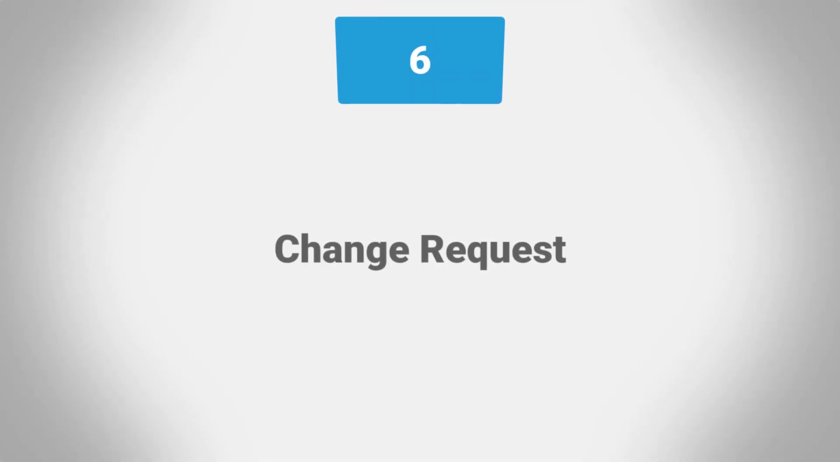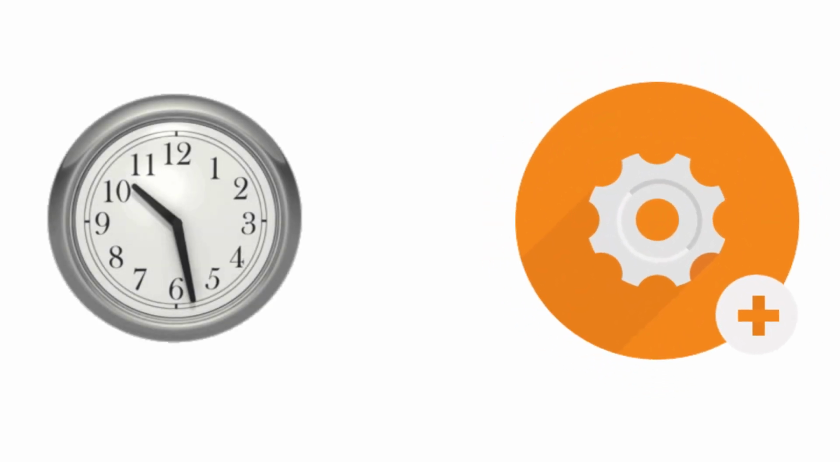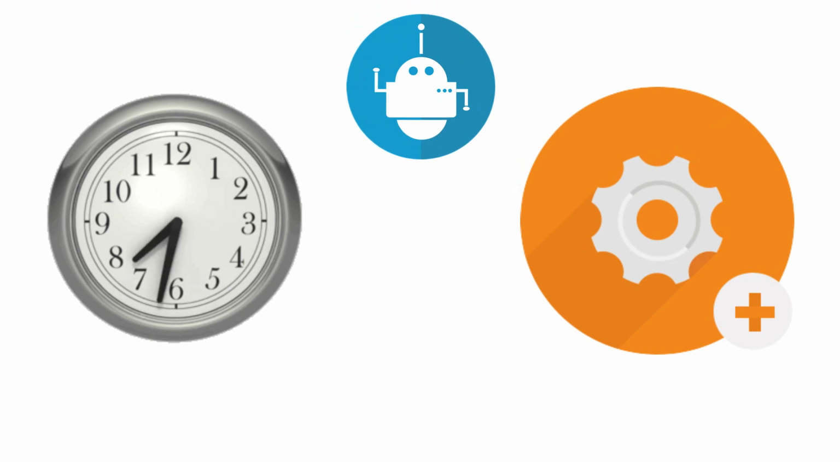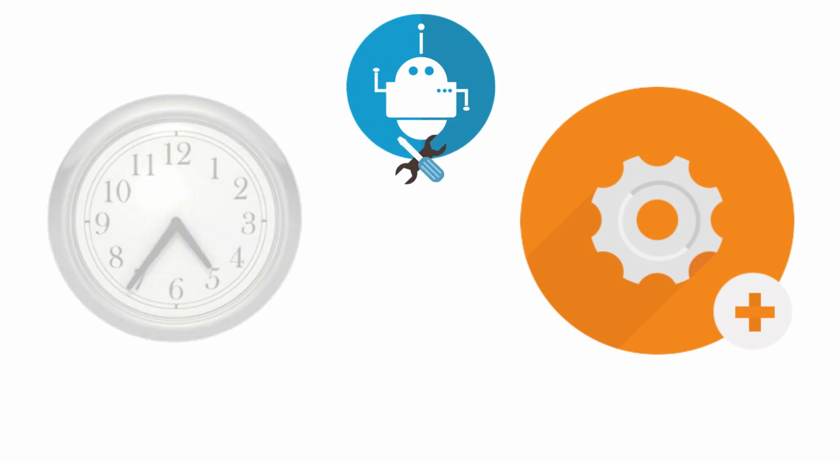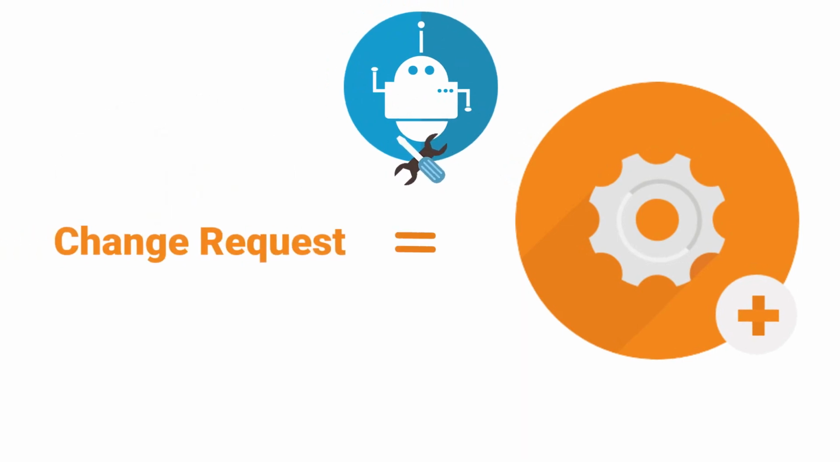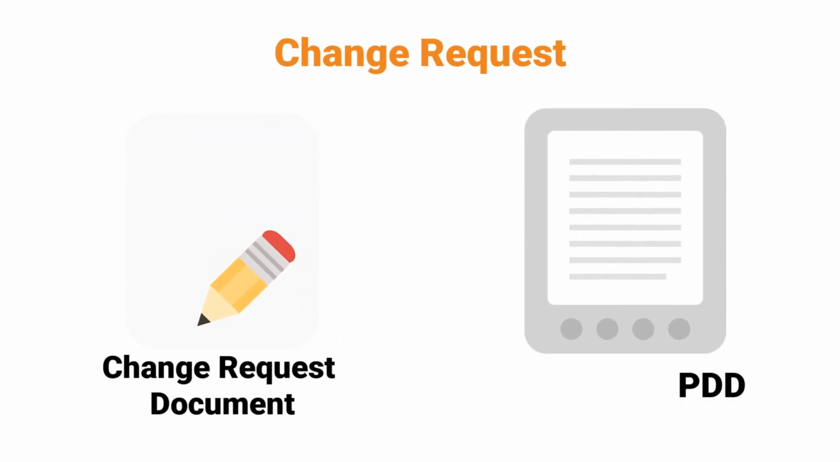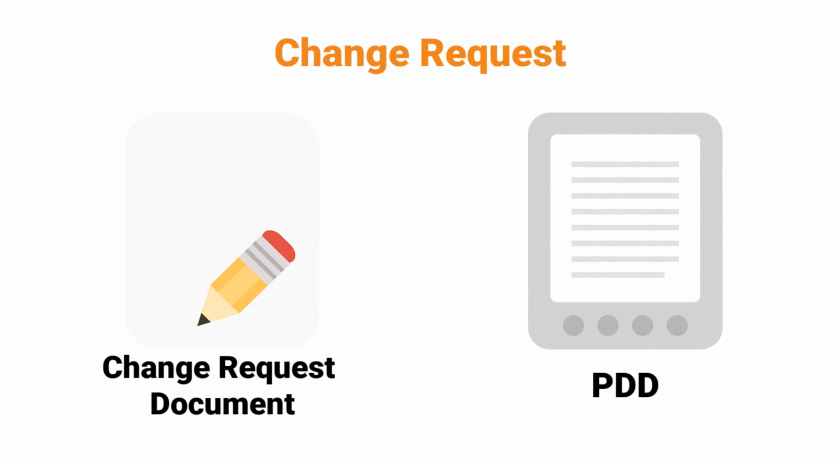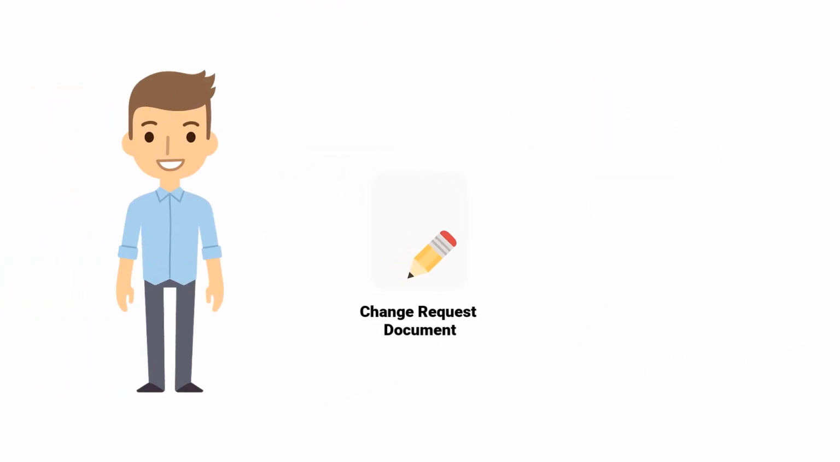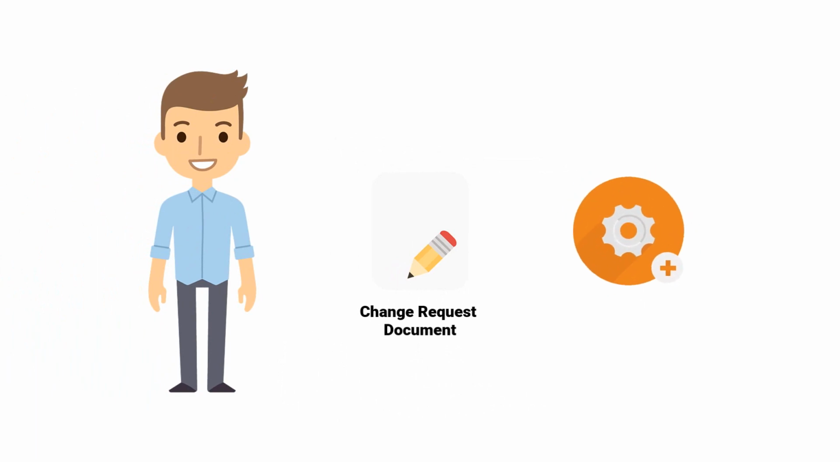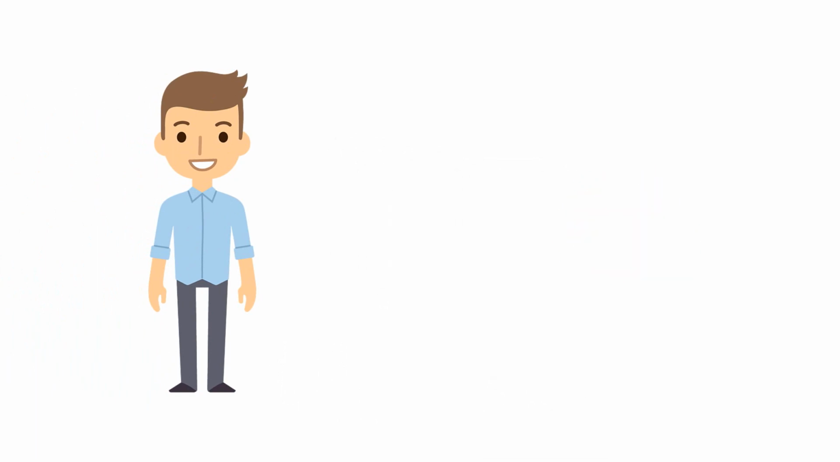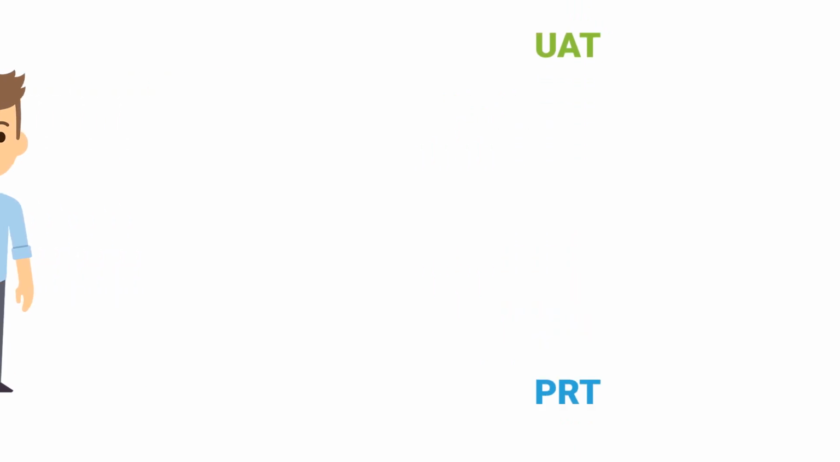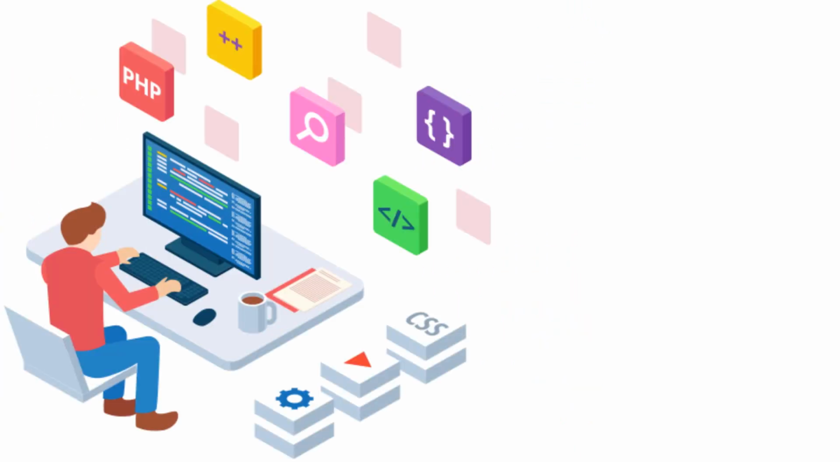Task X, implement a change request. Over time, there may be new requests that the bot should carry out. This requires an adjustment to the bot. This adjustment is called a change request. For a change request, a new document should be created that is analogous to the PDD, but only contains the new requirements. The developer can use this document to implement the adjustments. After implementing the change request, the developer performs UAT and a PRT. These are the main tasks of RPA developers.